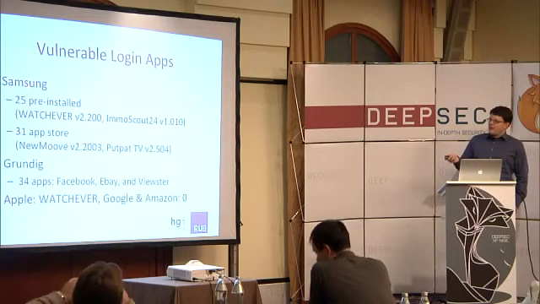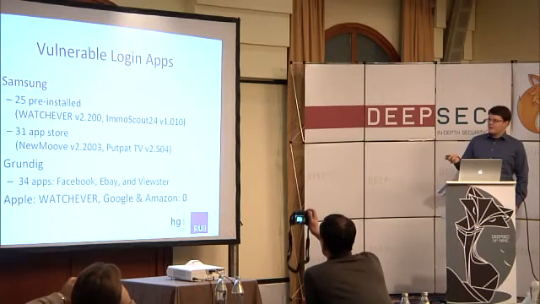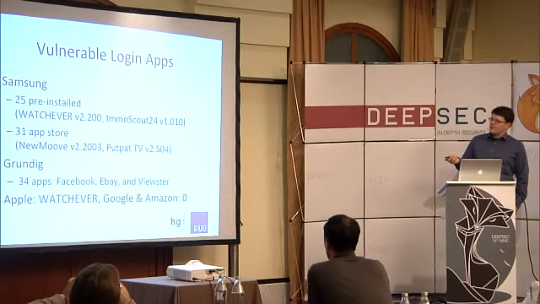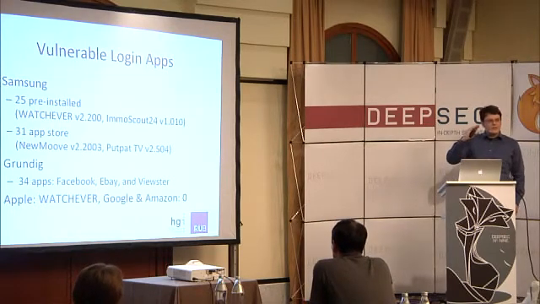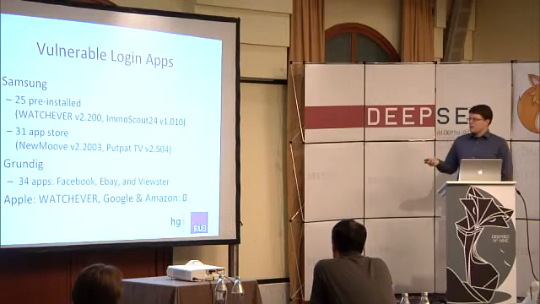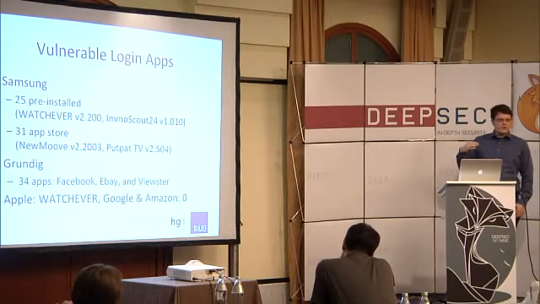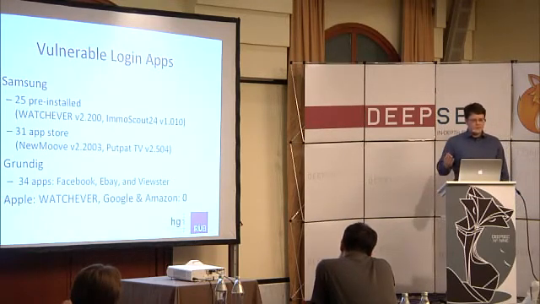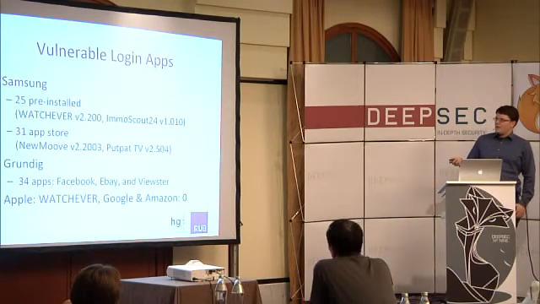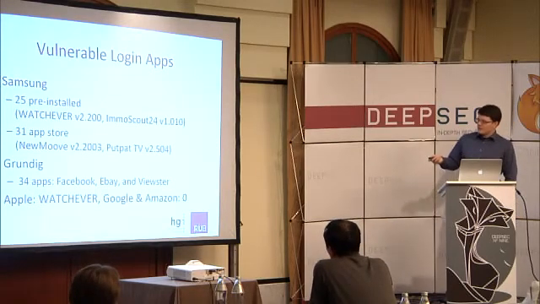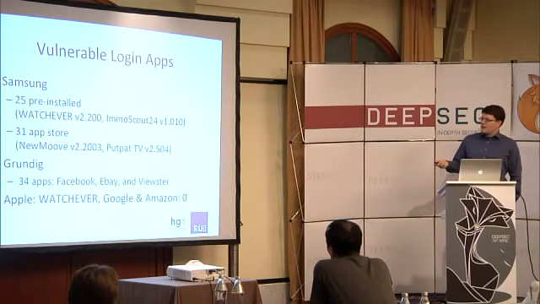From the 25 pre-installed apps, in the case of our Samsung TV, there were 2 apps which sent their data unencrypted. Yeah? In the case of a login. WatchEver and ImmoScout. So ImmoScout because we tested the device in Germany. ImmoScout is a very, very popular company there. Then we have tested 35 apps, some were duplicates, for this reason 31 apps in total, and the following apps are vulnerable: NewMove and PutPad TV.